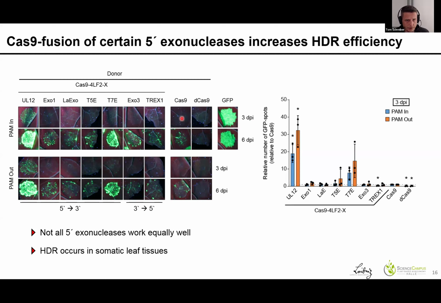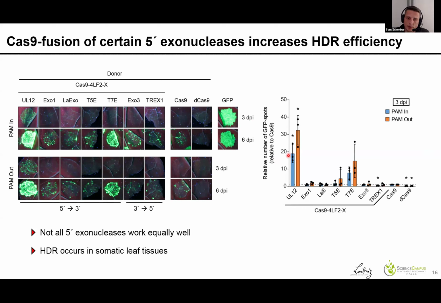You can barely see something for Cas9, but for UA12, an exonuclease from herpes simplex virus, you see a lot of spots are already there. And after 6 days, when you start to see a few points for Cas9, the system is already saturated here. Another candidate is a T7 exonuclease, which also gives a bit increased activity. And you can also quantify this by just counting these GFP spots of defined areas.